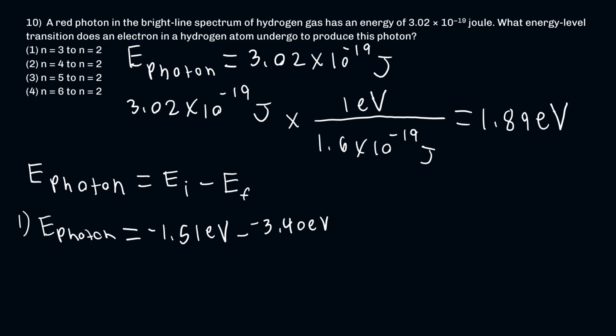So then just doing here, keep change. I'm going to plug this into my calculator. So negative 1.51 plus 3.4 is going to give me an answer for my energy of the photon.